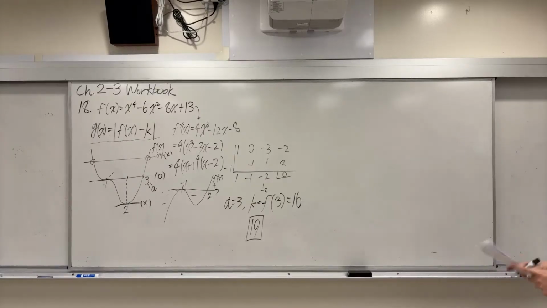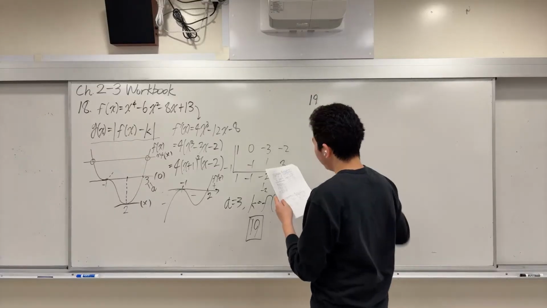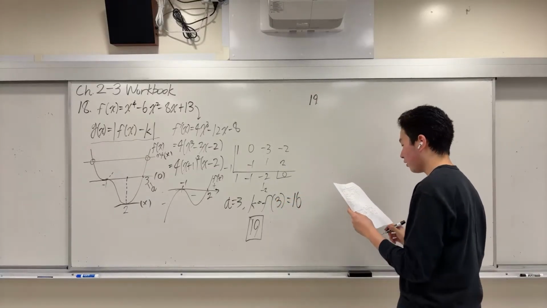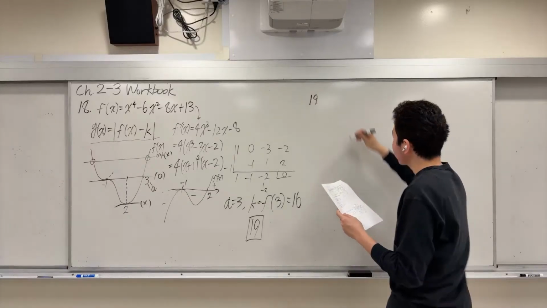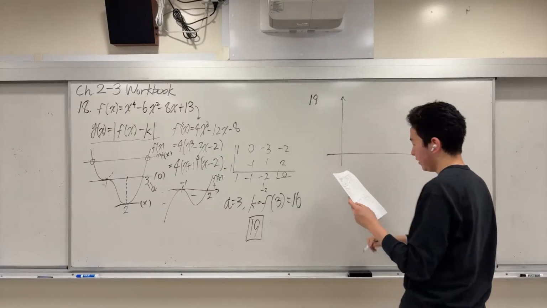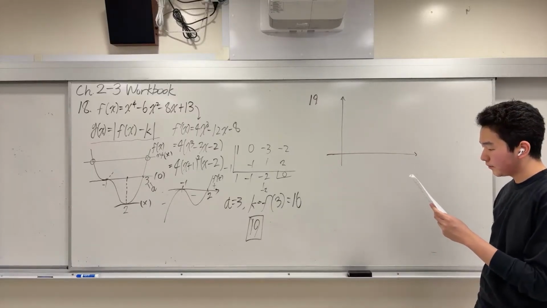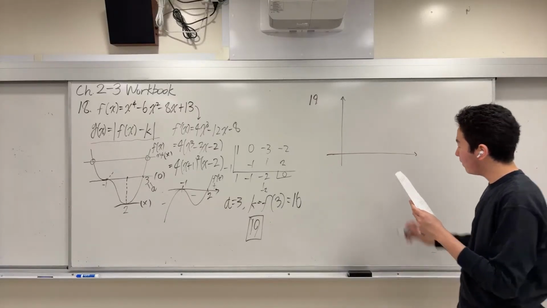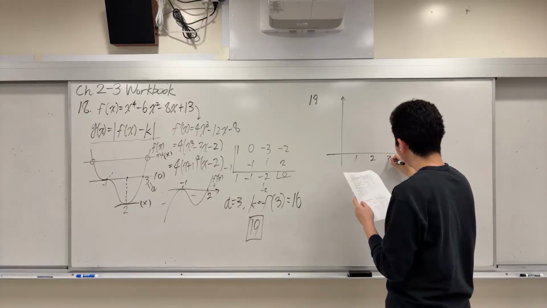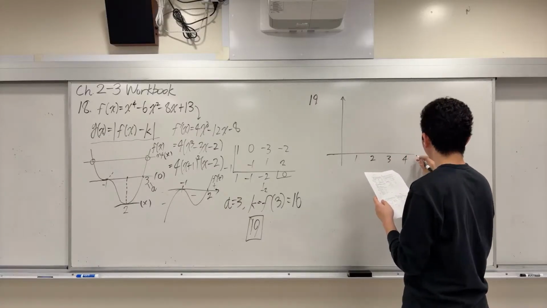Cool. Number 19, the derivatives of the quartic function and the cubic function are shown below. Okay, so we have this graph given to us. Let's see if I can draw this. We have a cubic that has a local maximum at 1 and a local minimum at 3, okay.